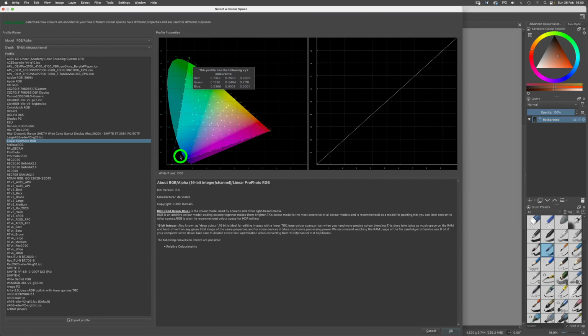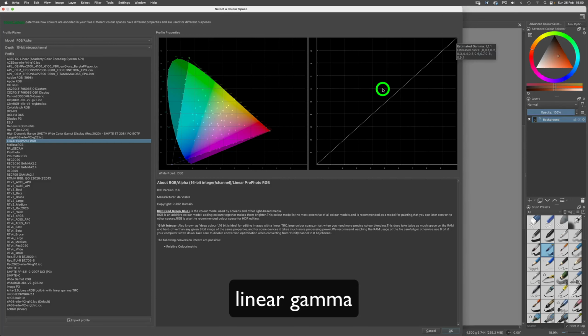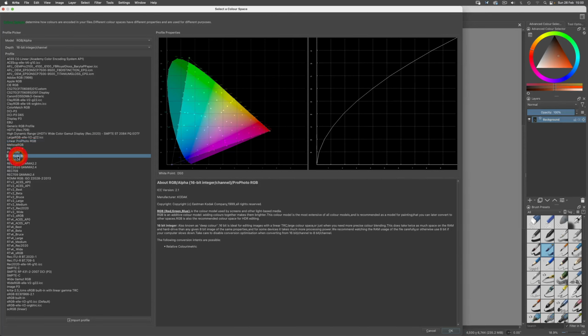Big deal, yada yada yada. It makes no difference whatsoever. But you can see that the profile is a straight 45-degree slope, 1:1:1, so it is a linear profile. Compare that to ProPhotoRGB, and there it is, original manufacturer Kodak, not Adobe, as a lot of people wrongly think.